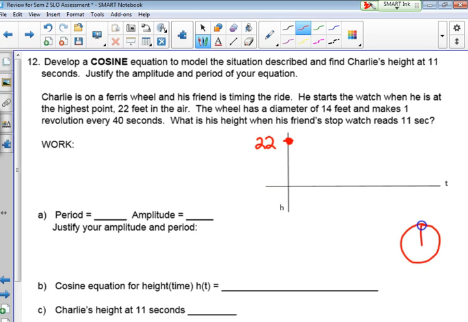No. Diameter doesn't have anything to do with the period. What did you say, Danielle? Okay. She said if this is 22, 14 down from that would be at 8, which must be like where the little steps are. You come up, you must get on at 8 feet up, right? Everybody okay? Whoops, I shouldn't have drawn a dot there.